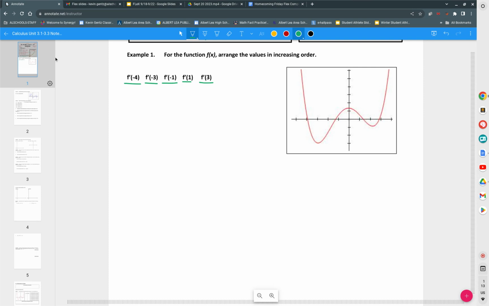So tell me something about the slope of the curve at -4. Tell me something about the slope right here. Yeah, it's really negative, right? So I'm going to just write super negative.